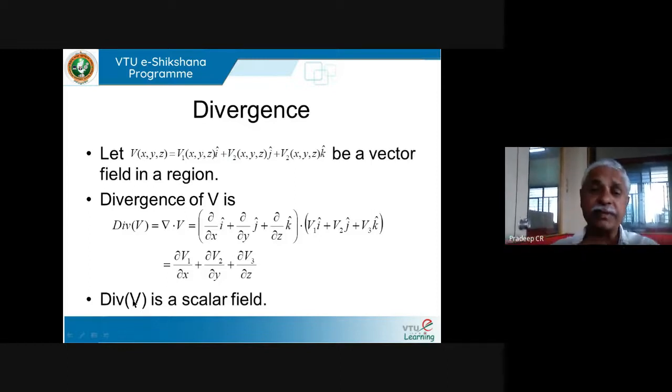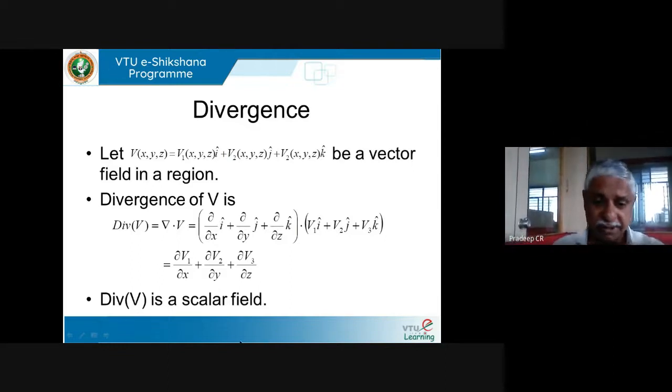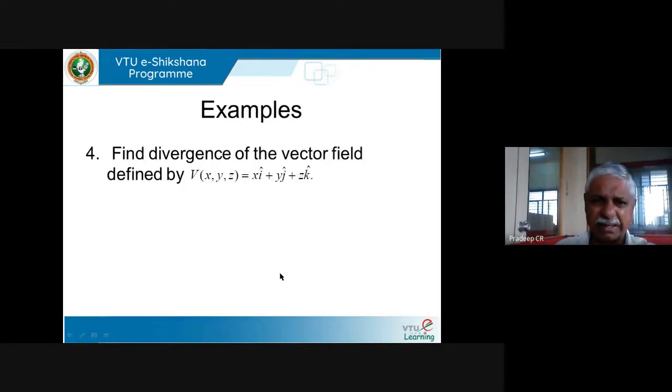There are beautiful physical interpretations of it, but I don't think I will tell you about them. You need to know how to calculate this in this course, so let me restrict myself to that part. Del V1 by del x plus del V2 by del y plus del V3 by del z. This is the definition of divergence. Let us take one example.